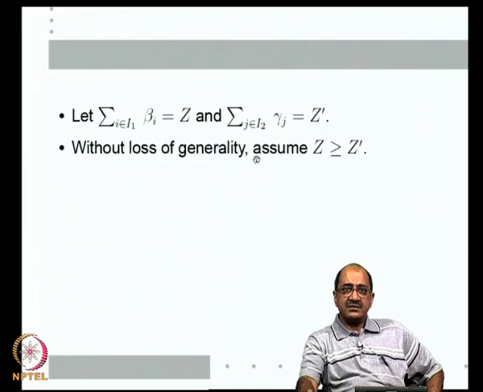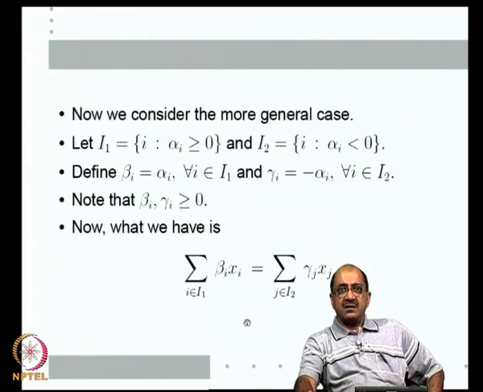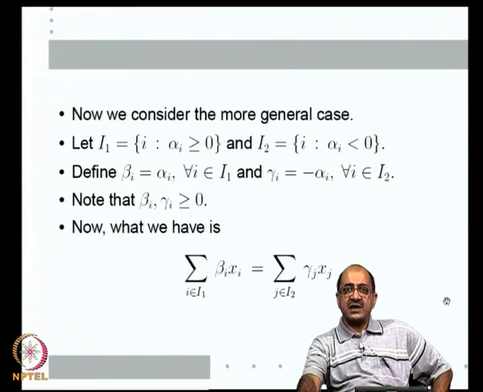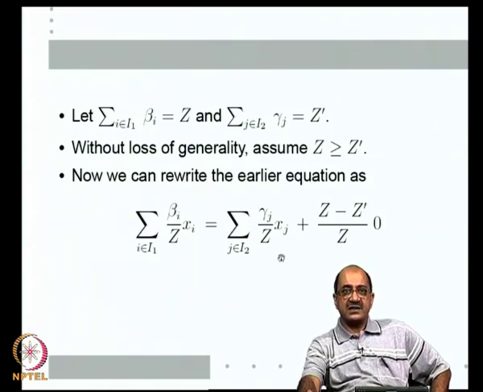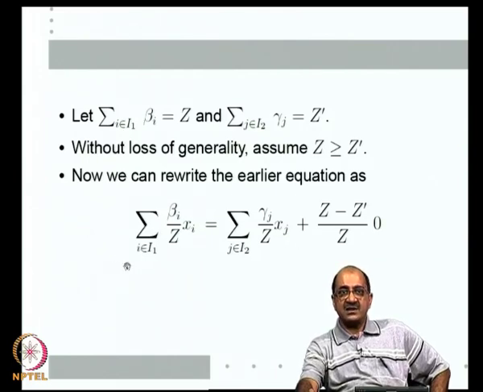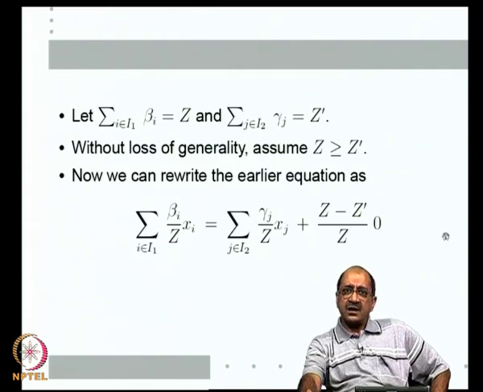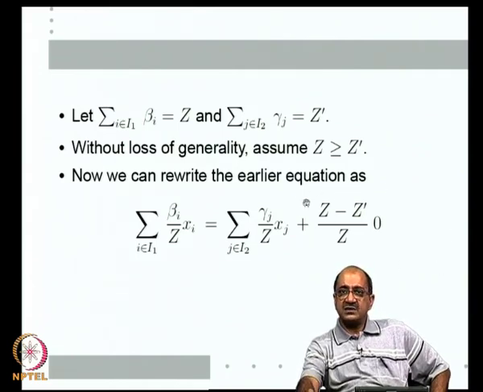Now, I can write the earlier equation. This is my equation: beta I x I equals gamma j x j, I in I 1, j in I 2. That equation I will now write after dividing by z first. So, I get beta I by z into x I is equal to gamma j by z into x j. To that I now add a 0, right. This is some scalar, z minus z prime by z, multiplied by the 0 vector. So, this gives me anyway 0, so it is still true, right. I earlier had beta I x I equal to gamma j x j, I divided both sides by z, so beta I by z into x I is equal to gamma j by z into x j, this summation over I 1, this summation over j in I 2. Now, I can always add a 0, so I add a 0 with the coefficient z minus z prime by z.